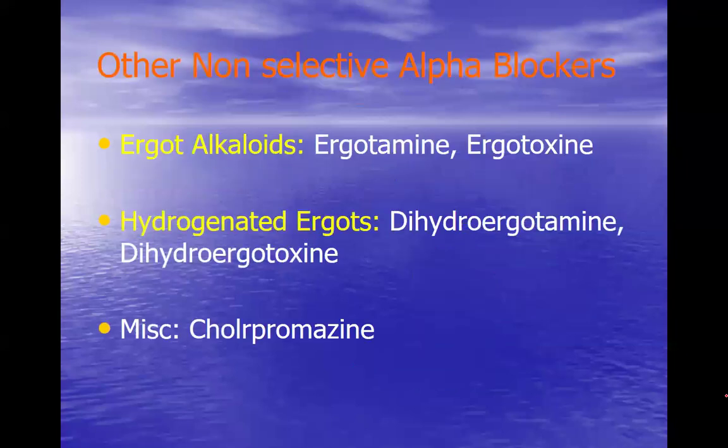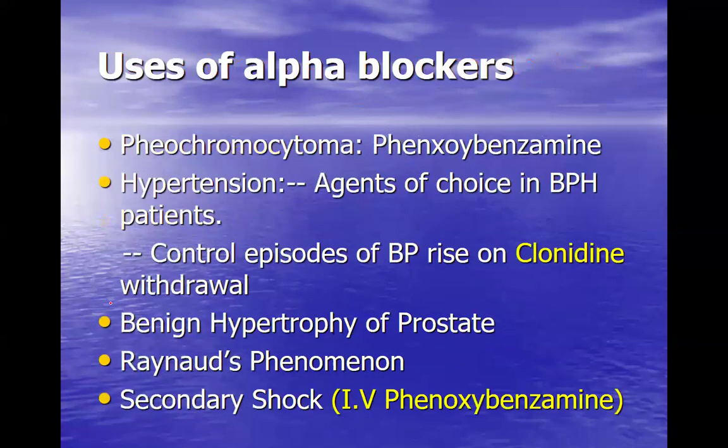as yohimbine. There are a few more drugs that could act as non-selective alpha blockers, though they are no longer included in the classifications. These include the ergot alkaloids, which include ergotamine and ergotoxine. There are hydrogenated ergot derivatives such as dihydroergotamine and dihydroergotoxine, and there are some miscellaneous compounds such as chlorpromazine that also have alpha blocking property.